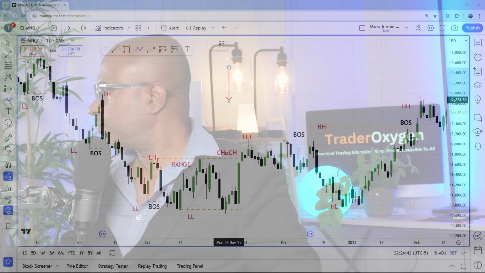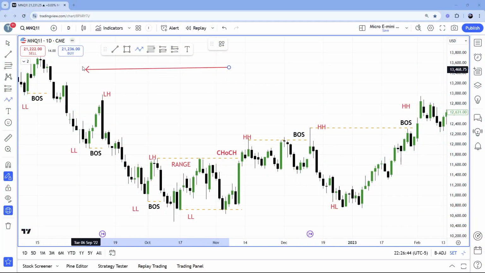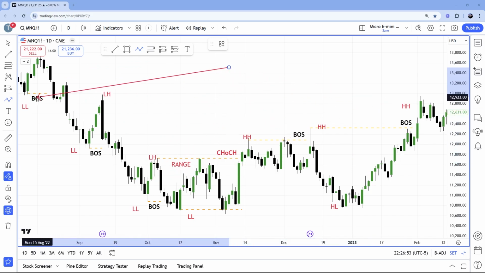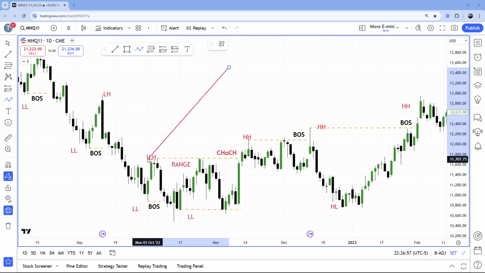Okay, let's look at another chart example now. Okay, so this is another example in the daily chart. So this area is in a downtrend. Then you can see a range, change of character into an uptrend. So you can see break of structures down, making lower lows, lower highs. So it's a downtrend. And then you can see there's a range. And then you can see there's a change of character.